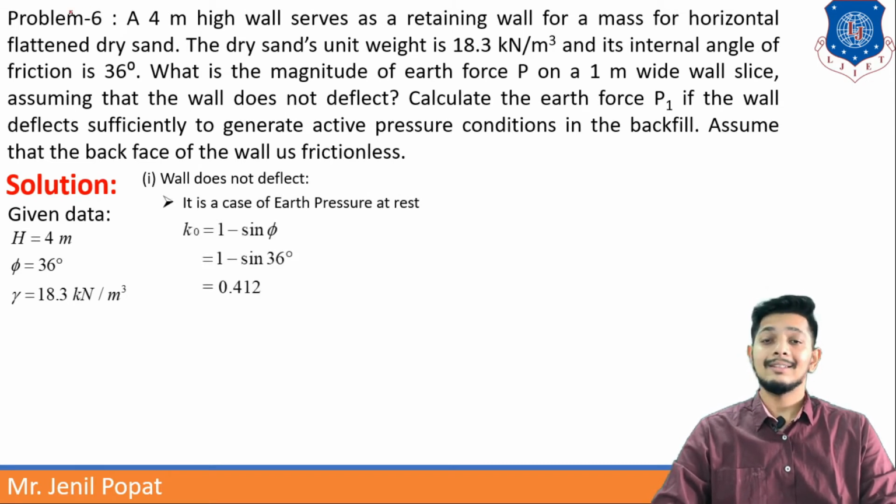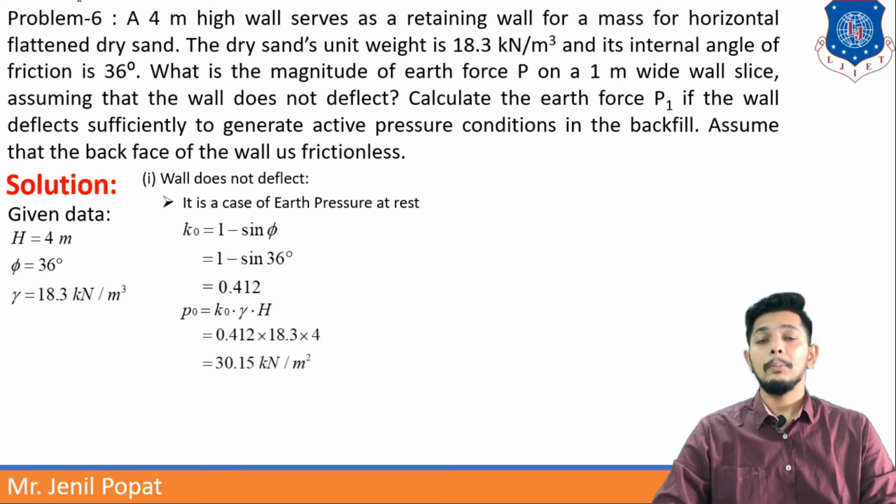If the wall does not deflect, then it is the case of earth pressure at rest. So in this case K will change. K will be 1 minus sin phi only. This is discussed already in previous lectures. Now phi is given as 36. Putting the value of phi, K0 is 0.412. We can say K0 because it is earth pressure at rest. Now P0 is equal to K0 into gamma into H. Gamma I have, H I am given. So putting in, pressure P0 is 30.15 kilonewton per meter square.